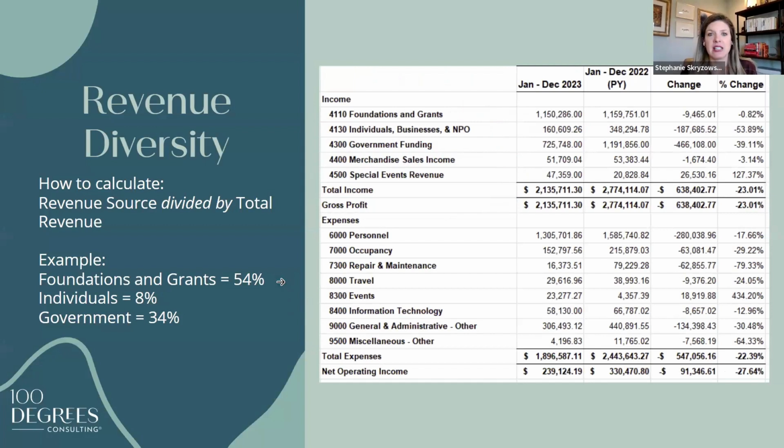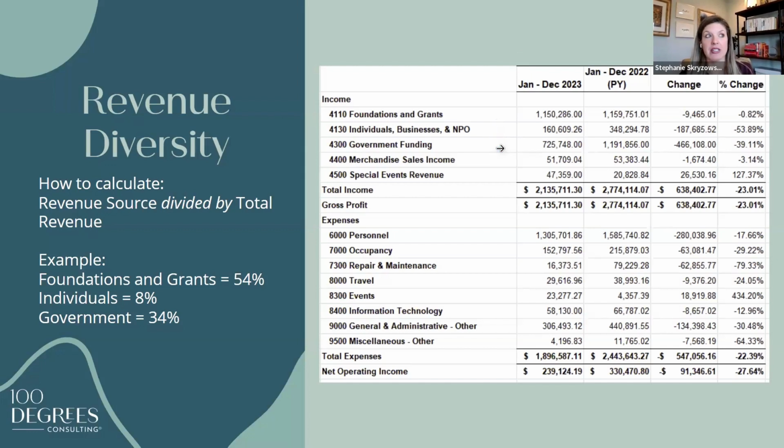And the reason that this is important is because we don't want all of our eggs in one basket, right? We want to make sure that we don't have any one source that is making up the vast majority of our revenue. And if we do, then we want to think strategically, okay, well, is there something that we want to do to diversify this, right? And I think this is very relevant right now as federal funding is changing, is being cut. We want to make sure that we don't have all of our eggs in one basket.